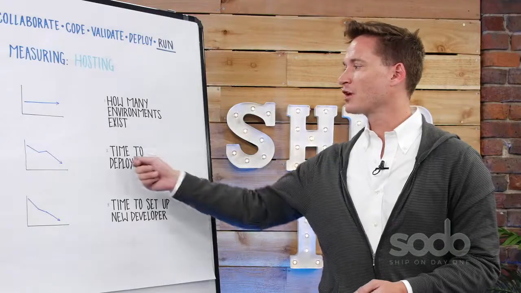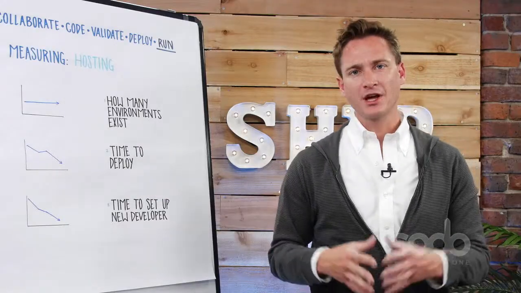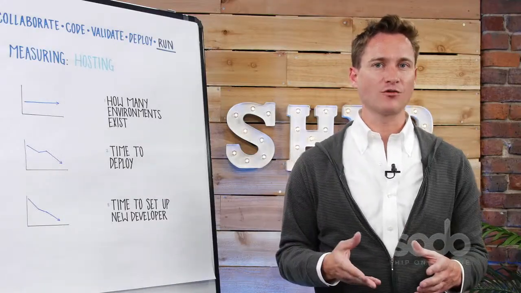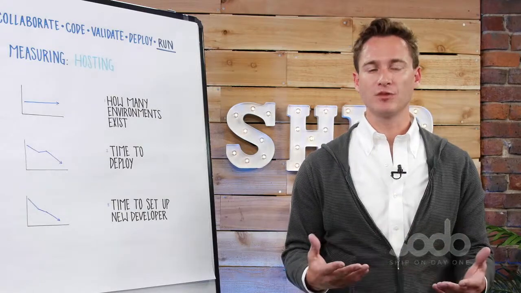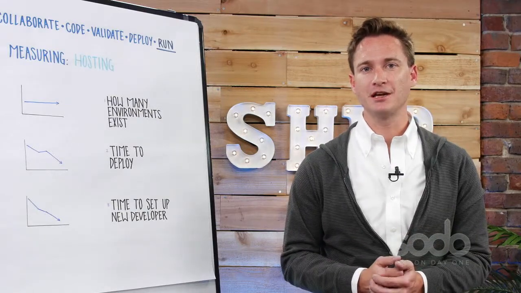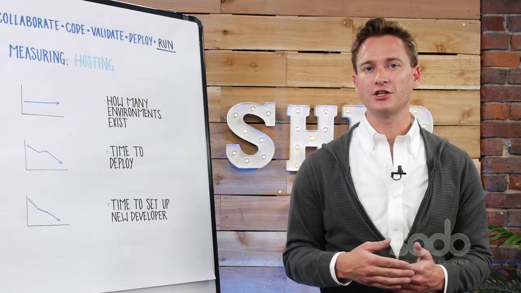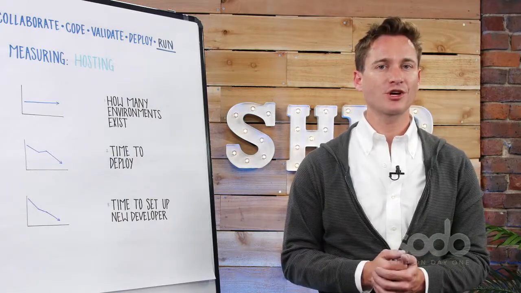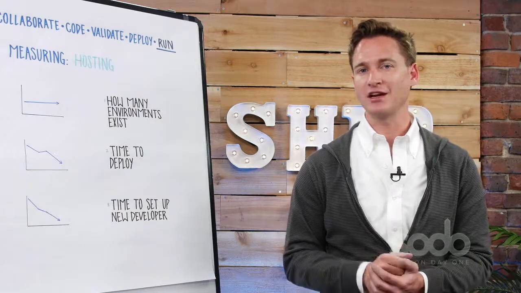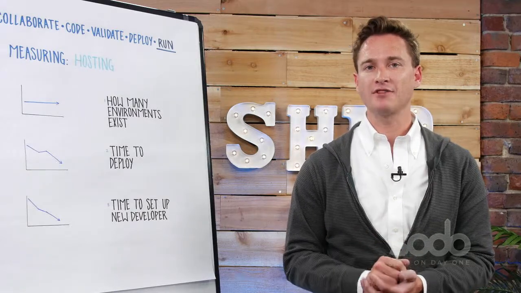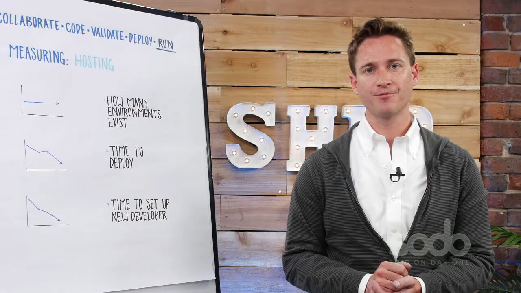Measurement 2. What is the time to deploy? This should generally trend downwards as our hosting becomes more mature and better understood on the team. Additionally, it might trend downwards if we adopt a new technology. For example, infrastructure orchestration, which can automatically manage some of these deployments and drive down deployment time even further.